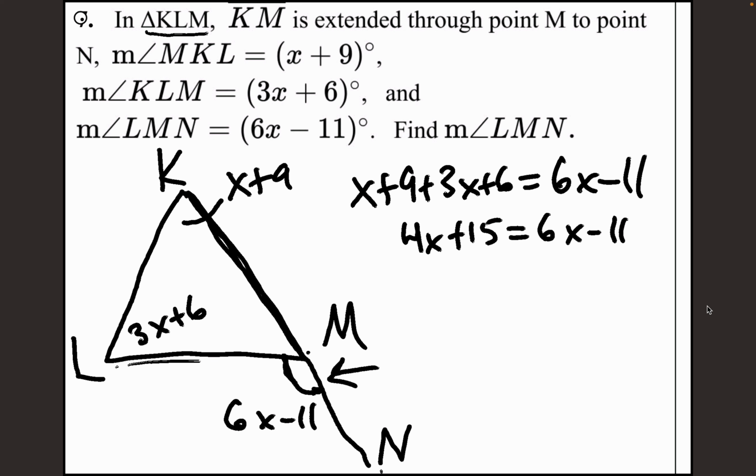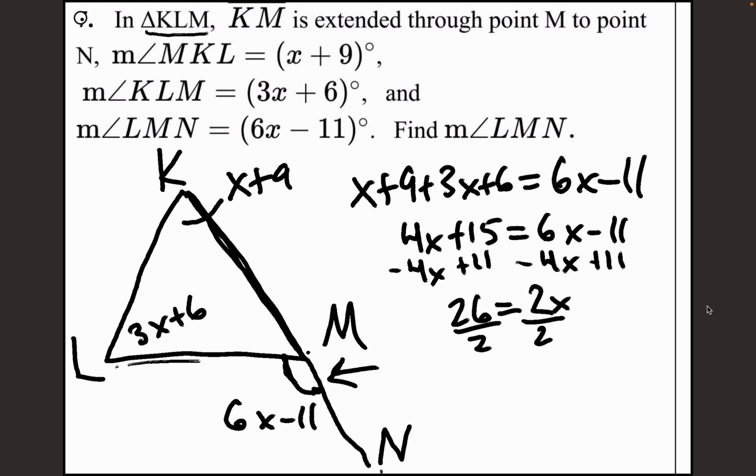Now I got to get x by itself. I'm going to move the 4x over, so I have a positive x. And then I'm going to add my 11 over. What's 11 plus 15? 6x minus 4x. Now I got to divide by 2. What is x? 13.